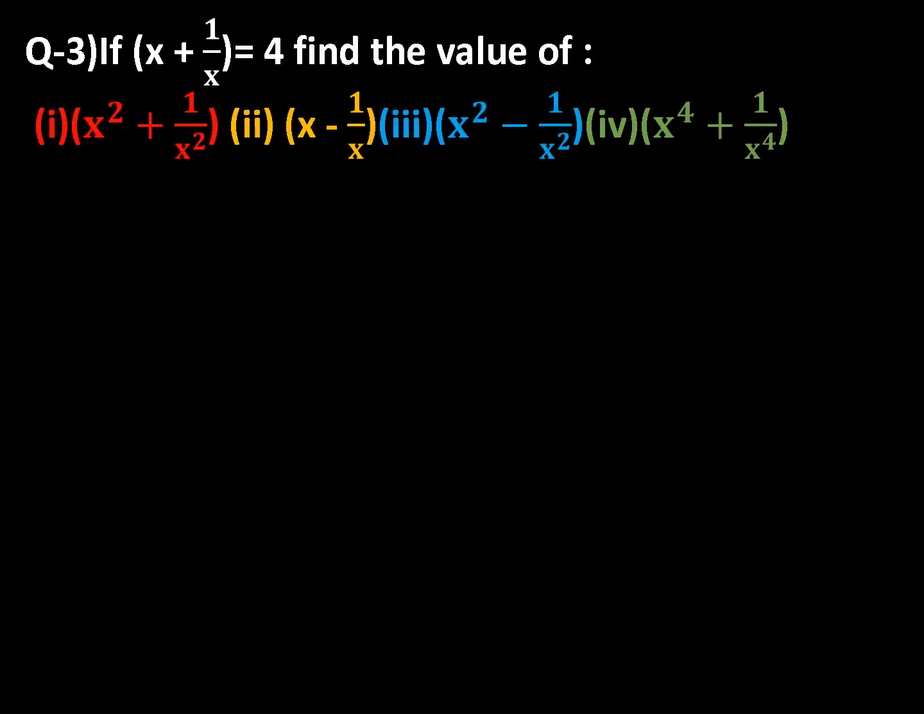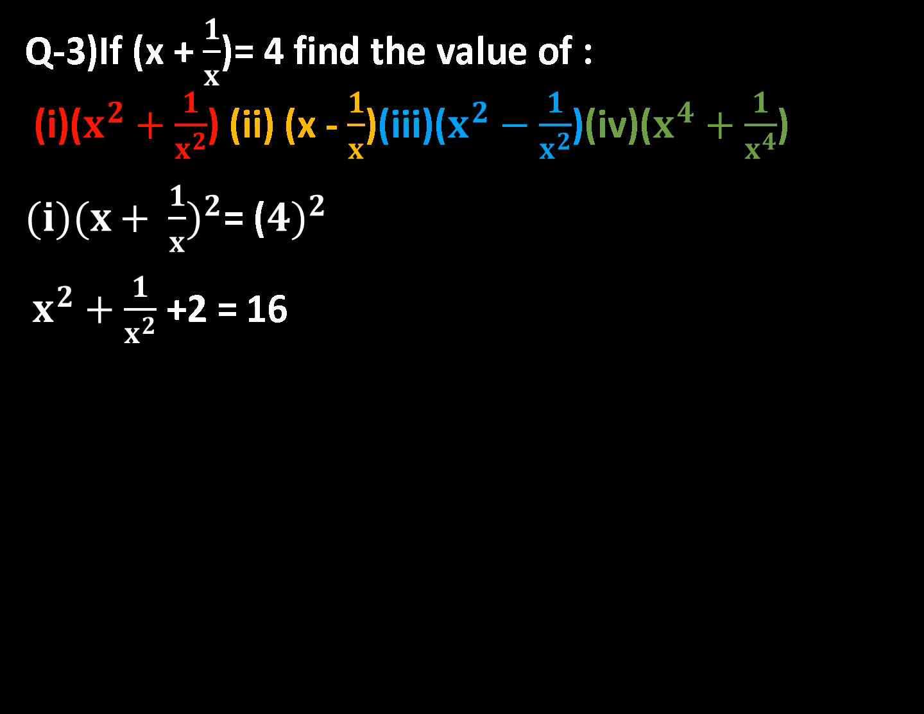If x plus 1 upon x is 4, then we have to find the value of x square plus 1 upon x square, x minus 1 upon x, x square minus 1 upon x square, and x raised to 4 plus 1 upon x square. Let's start with the first one. So initially we start the same way as we were doing prior. We start with what is given, that is x plus 1 upon x whole square equal to 4 square. That gives us x square plus 1 upon x square plus 2 equal to 16.